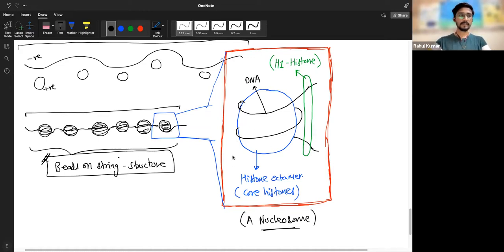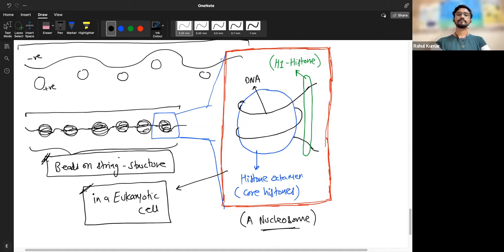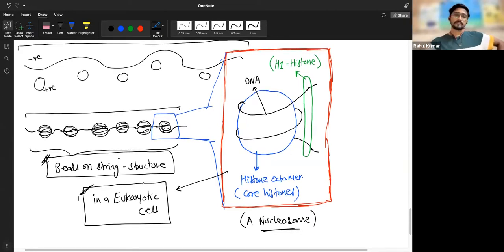And this kind of structure happens in a eukaryotic cell. Draw this first. Draw this bead on string structure also. Let me know when you're done.